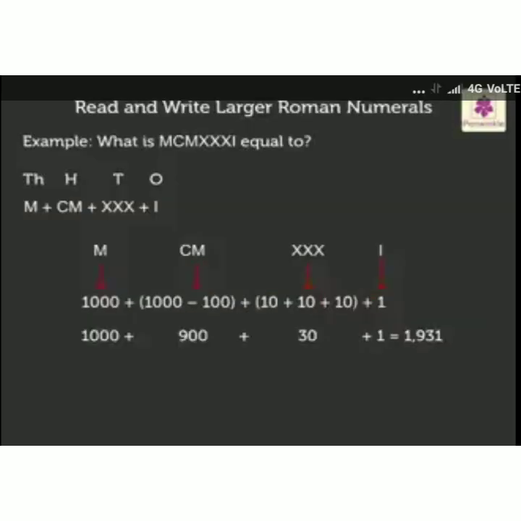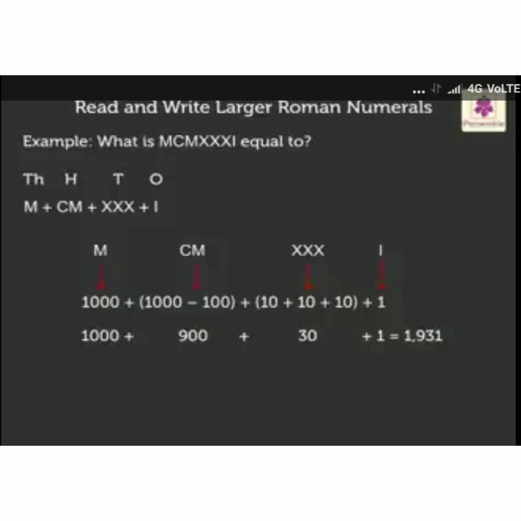Next, read and write large Roman numerals. What is M, CM, triple X, I equal to? Look here, M represents thousands, CM represents hundreds, triple X represents tens, I represents ones. We know M represents thousands. CM means M is the greater value, C is the smaller value, written left to the greater value, so obviously we have to subtract. So 1000 minus 100 is equal to 900.